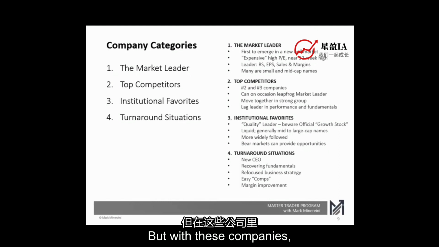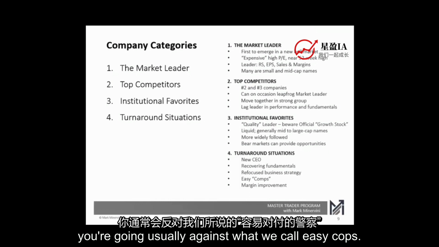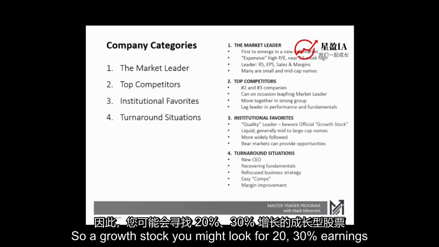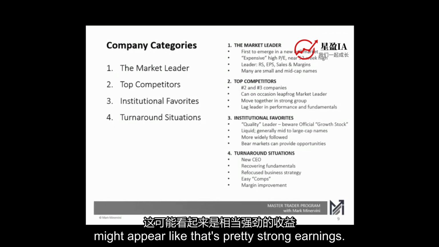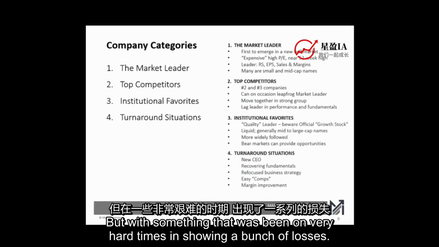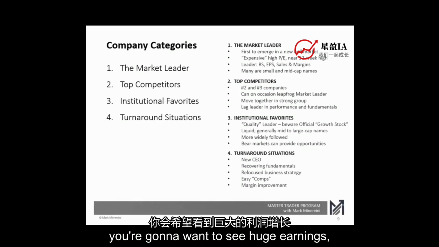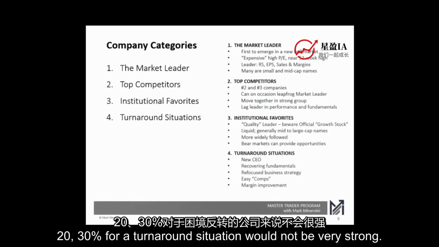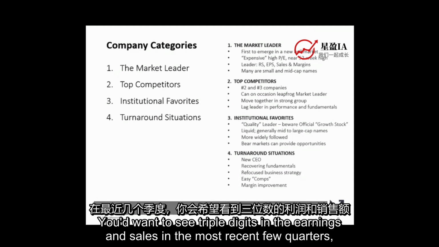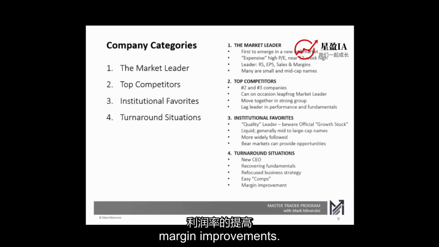But the thing with these companies, you're going usually against what we call easy comps. Where a growth stock, you might look for 20, 30% earnings, that's pretty strong earnings. But with something that has been on very hard times and showing a bunch of losses, now in the most recent quarters, you're going to want to see huge earnings. 20, 30% for a turnaround situation would not be very strong. You'd want to see triple digits in the earnings and sales in the most recent few quarters, margin improvements.